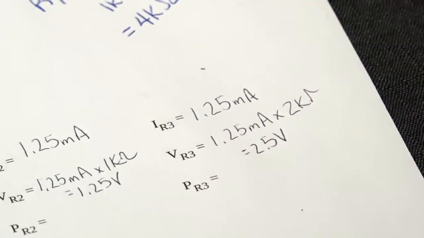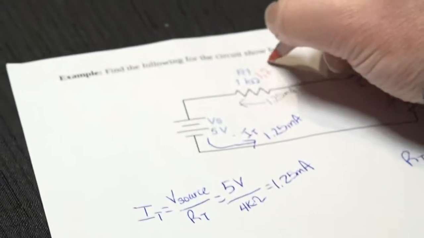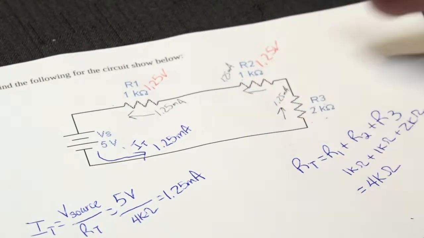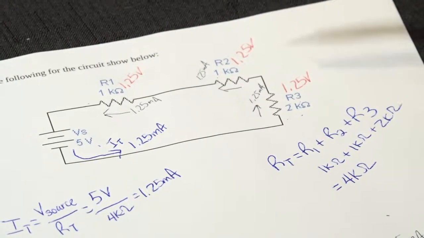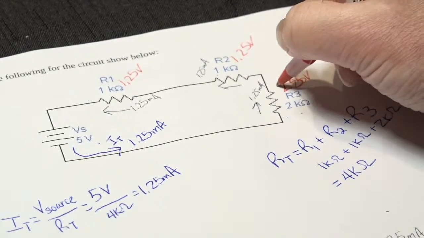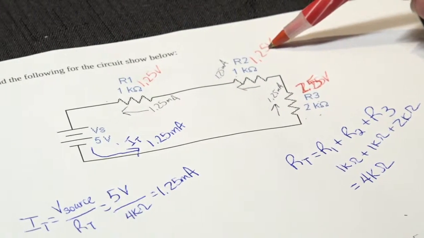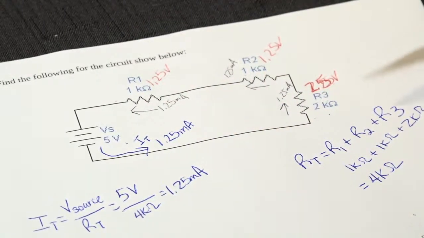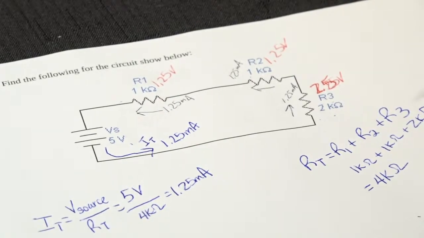So let's do our little gut check here. So let's take a look. We've got 1.25 volts across resistor 1, 1.25 volts across resistor 2, and, whoops, how about 2.5 across resistor 3? And 1.25 plus 1.25 gives us 2.5, plus 2.5, which gives us 5 volts. So we have not violated Kirchhoff's voltage law in any way or shape.